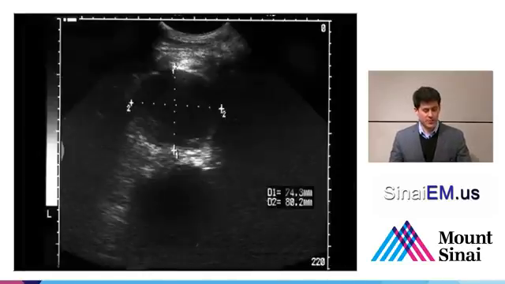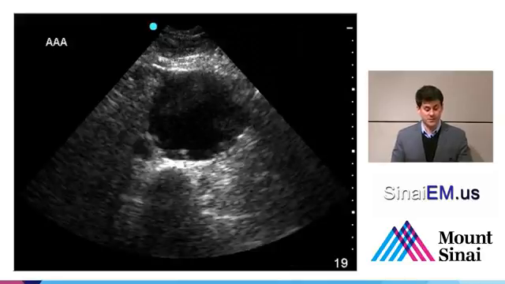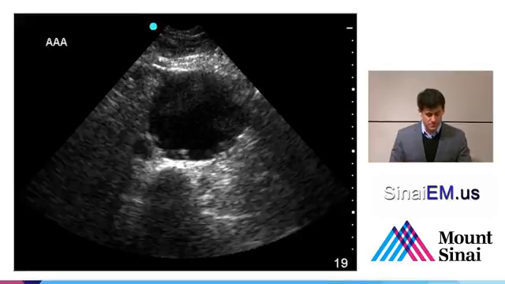So here, another example where the calipers demonstrate this large anechoic area just anterior to the vertebral body. So there's another aneurysm measuring almost 7.5 by 8 centimeters. And here, another one measuring probably about 6 or 7 centimeters, this large round area up here. So you can see from these examples that finding or defining an aneurysm is not difficult. What actually winds up being more challenging in many cases is actually finding the aneurysm.